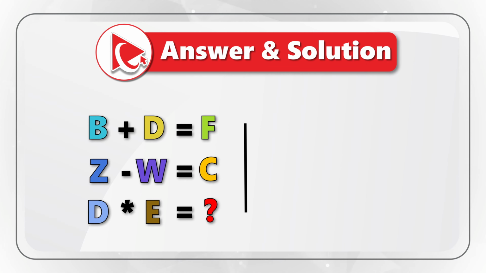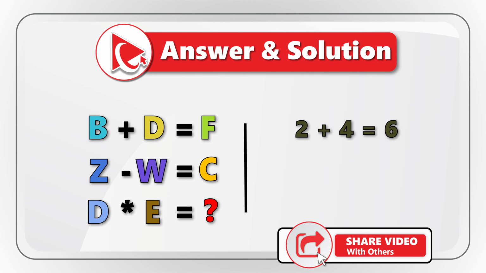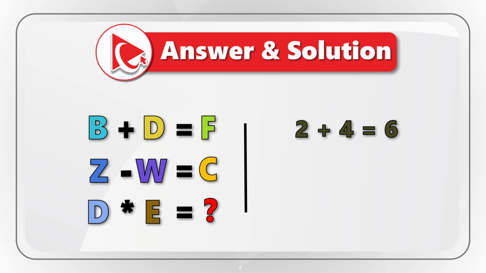For example, expression B plus D equals F, in reality, after conversion, would be 2 plus 4 equals 6, which makes mathematical sense. Let's look at the second one. Z minus W equals C would in reality be equal 26, which is the number associated with letter Z, minus 23, which is the number associated with letter W, which would be equal to 3.